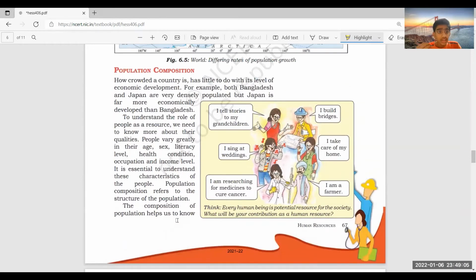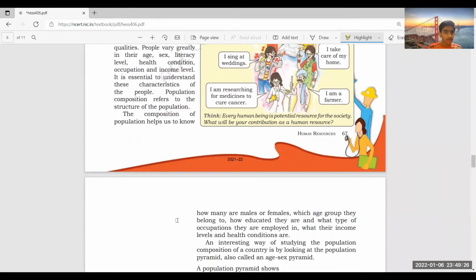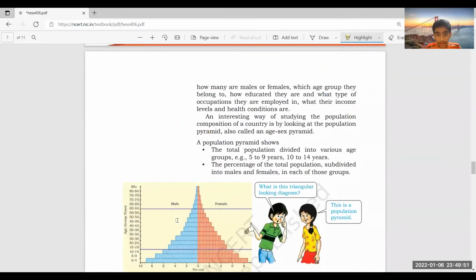Now, population composition. For example, both Bangladesh and Japan are very densely populated, but Japan is far more economically developed than Bangladesh, right? To understand the role of people as a resource, we need to know more about their qualities. Of course, qualities matter. They have an ability, they have particular knowledge. It is essential to understand these characteristics of the people. Population composition refers to the structure of the population. It also helps us to know how many males or females of which age group they belong to. More deep statistical data can come up when we go on with the composition of population, when we do a kind of research. Now we also have a population pyramid.